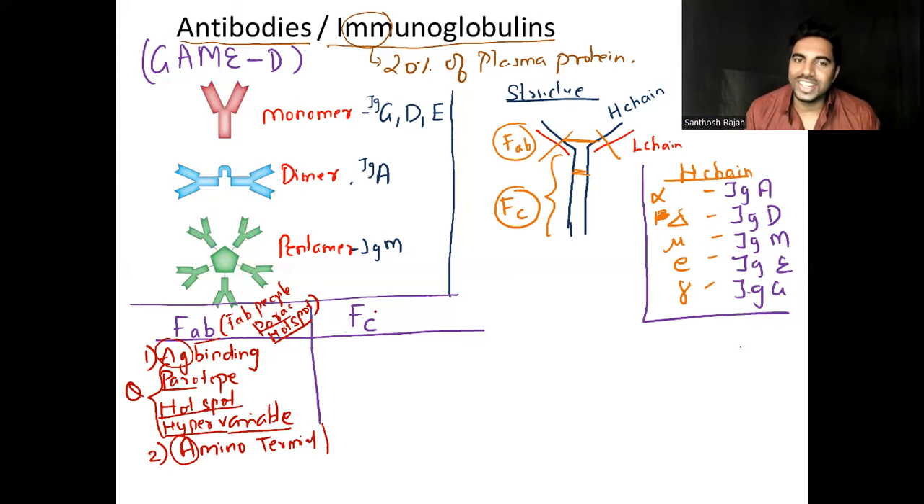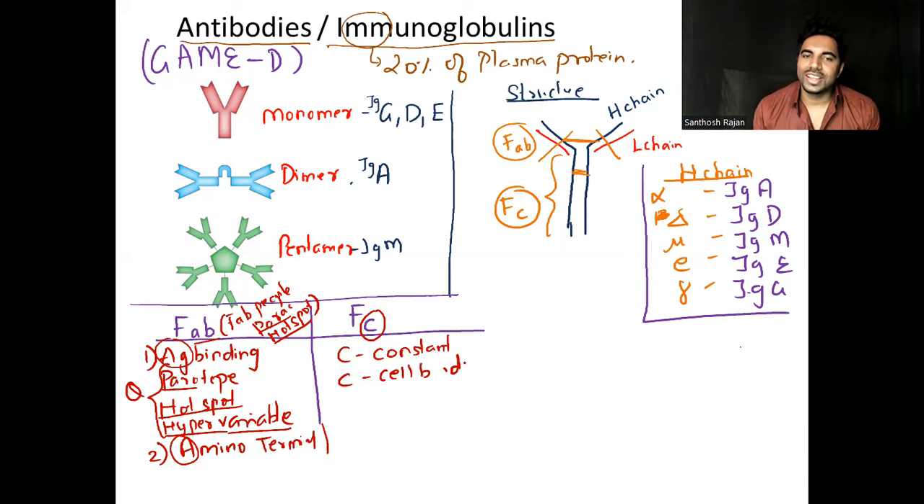Hep C is very, very easy. Sub either hai. Question was frequently asked from here. All C things. Okay, C means constant region. C for constant region. And other C is for cell binding. Cell will attach here only. Cell binding. Okay. Also, other C for complement binding.